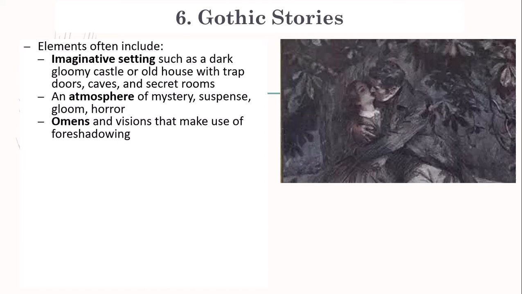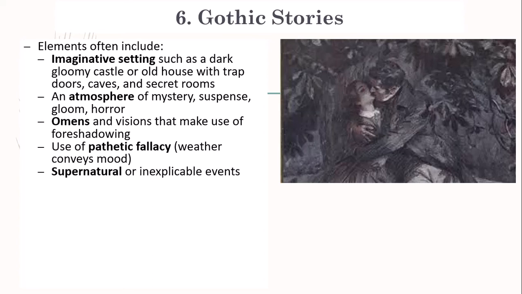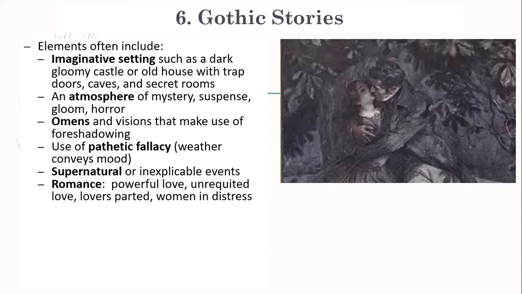So look for some of those things where Jane has a dream and it's kind of foreshadowing something that's going to happen. It's almost like in psychological terms, her subconscious knows something that her conscious mind can't really figure out. Or for readers at the time who would have looked at it in religious terms, it's almost like God's trying to tell her something. Either way you look at it, it's a use of foreshadowing. Pathetic fallacy, in this case, the weather conveying the mood of the story. Supernatural or inexplicable events, again, coincidences.